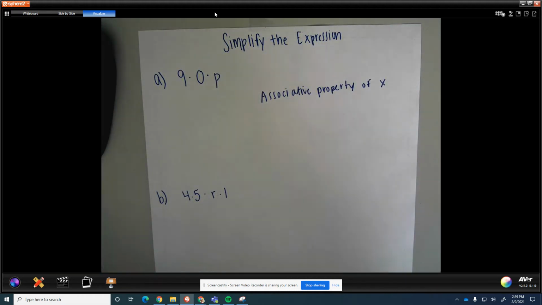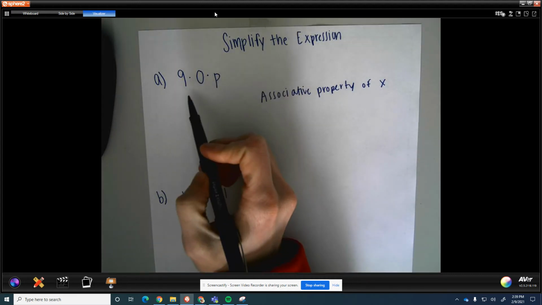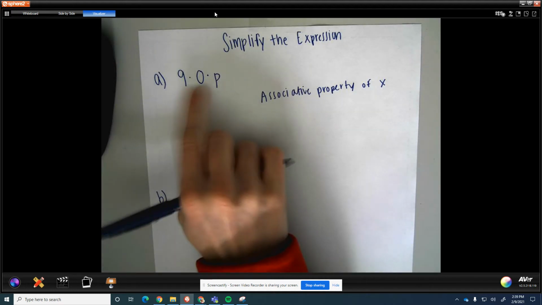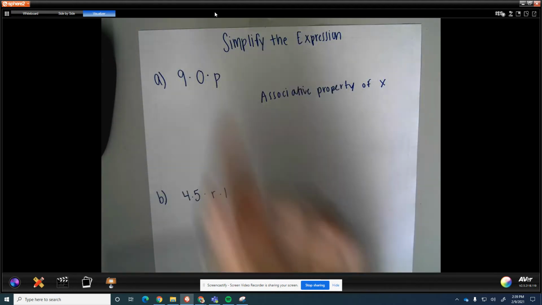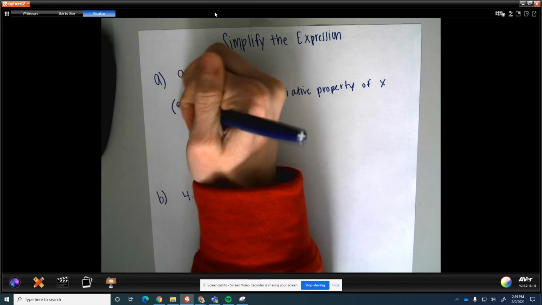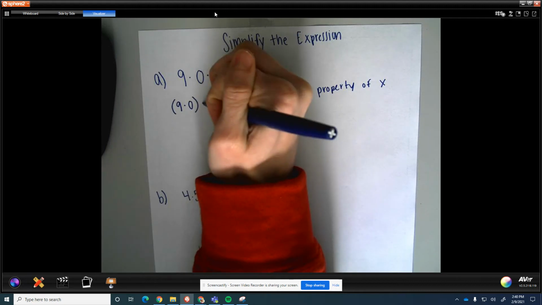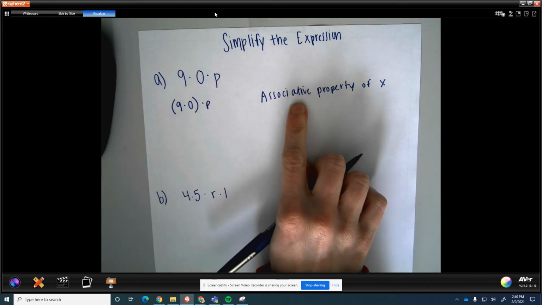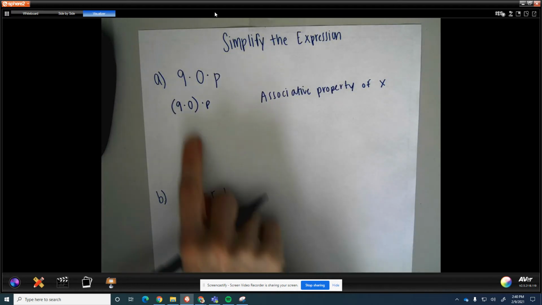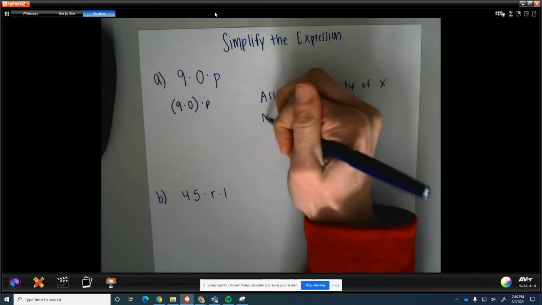I like to say, like, associate the like terms. So we're going to associate 9 and 0, the two factors. We can group those together since those are both numbers, and that will help us out. So this will be the same as 9 times 0, times p, right? Because it doesn't matter with the associative property of multiplication, we can group them in any way and we'll have the same outcome.